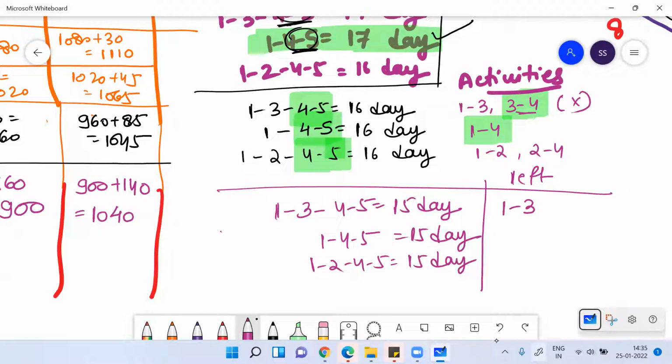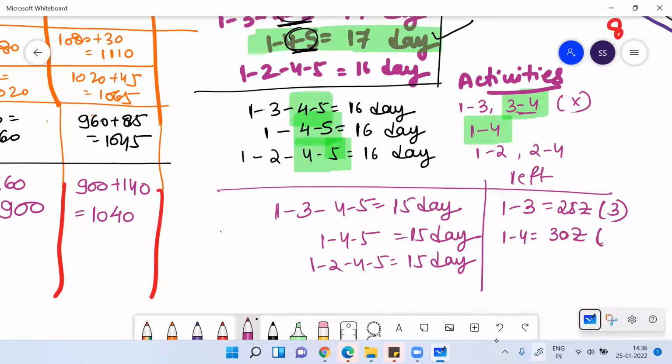Which can I crash? 1, 2, 3. I'll crash here. 1, 2, 3 was 25. Already I did 3 to 4, whatever crashing was there, it's over. Now 1 to 3 I can use. 1 to 3 is 25 rupees that I can use now for 3 more days. Here 1 to 4 is 30 rupees. I have used it for 1 day.